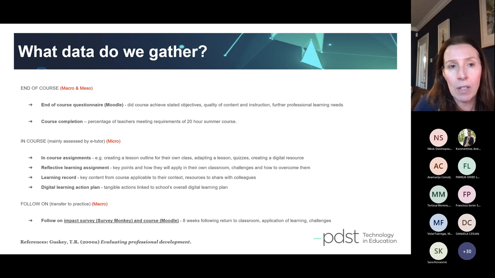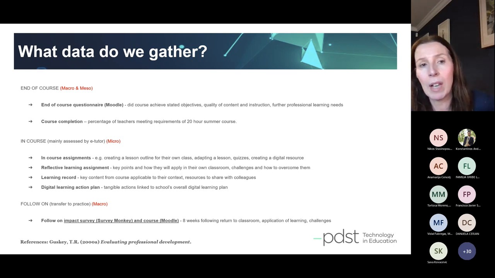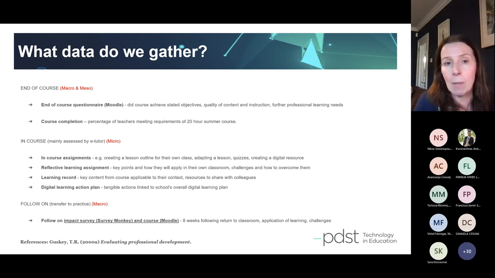Then what do we gather in course? And this is mainly assessed by our e-tutor that would be assigned to different groups. We would have in course assignments. Typically our courses will involve at the bare minimum creating a lesson outline for their own class, or they may be adapting a lesson, engaging in quizzes or creating resources, and our e-tutors typically assess that. Then we would have a reflective learning assignment, which is reflecting on the course and how they'll apply aspects of it in their own classroom. We also have a learning record, which we ask teachers to compile. This is something that they might share with colleagues, as part of a staff meeting or informally. And then in most of our courses, we ask teachers to create an action plan for digital learning. So all of these are assessed by the e-tutor.